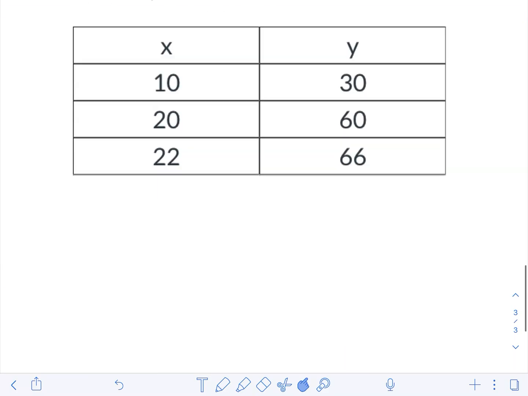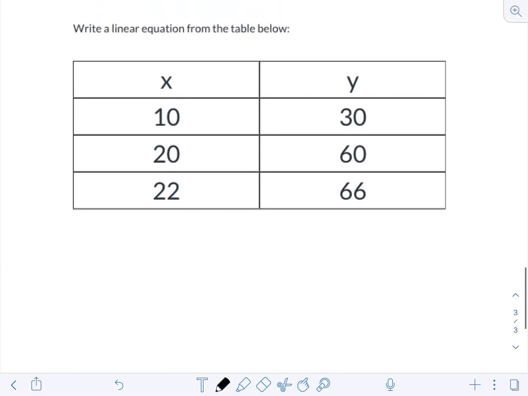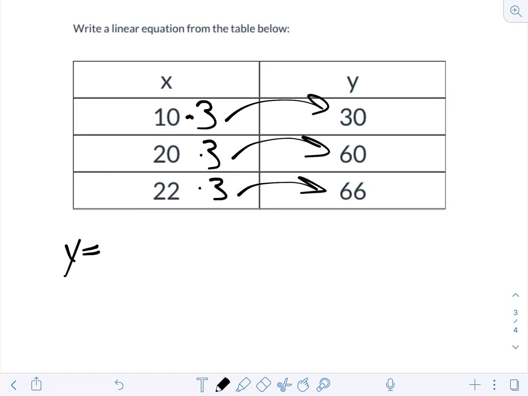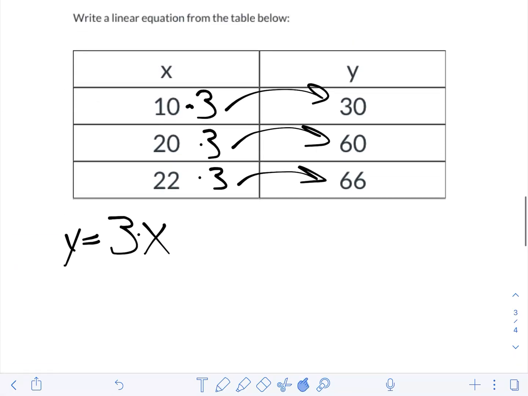Okay, one more. What steps will it take to turn an x into a y in this case? Well, 10 times 3 gives you 30. 20 times 3 gives you 60. 22 times 3 gives you 66. So, you take 3 times any x, and that will give you the y. Okay, is that it? Yep. Good job.